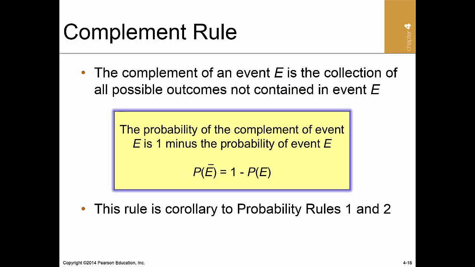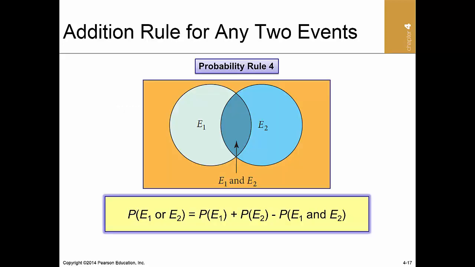Closely connected with probability rules 1 and 2 is the complement of an event. The complement of event E is represented by E'. That is, the probability of the complement of event E is 1 minus the probability of event E. The key word in knowing when to use Rule 4 is OR. The word OR indicates addition.